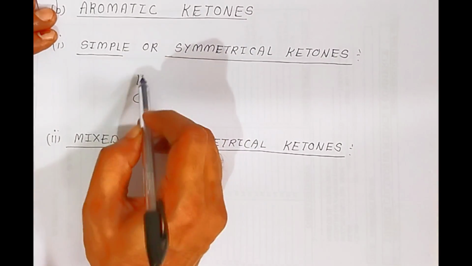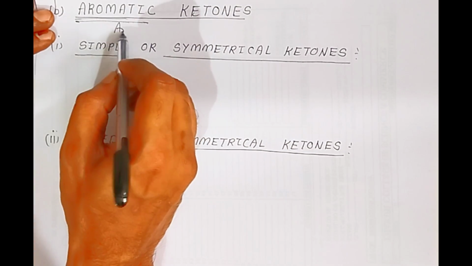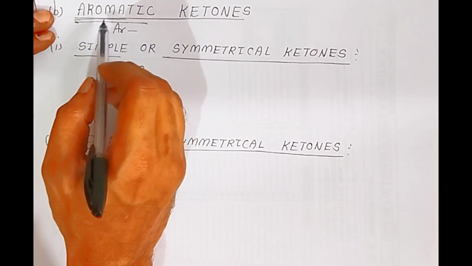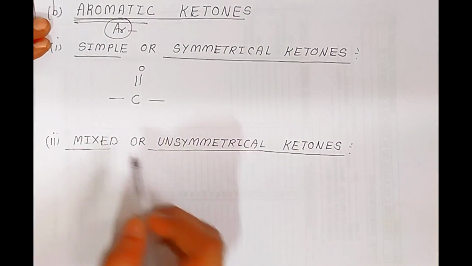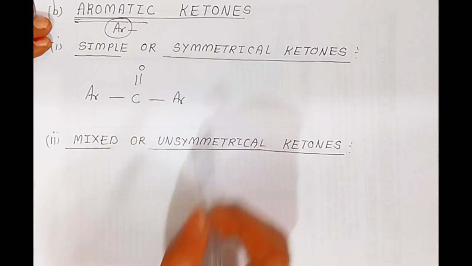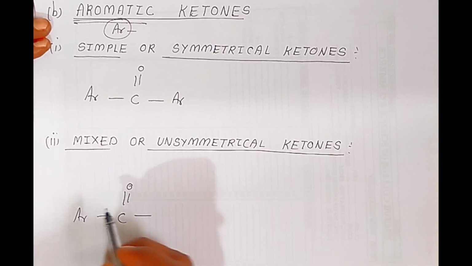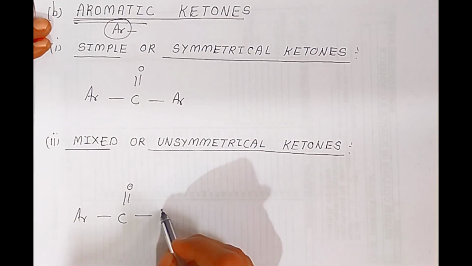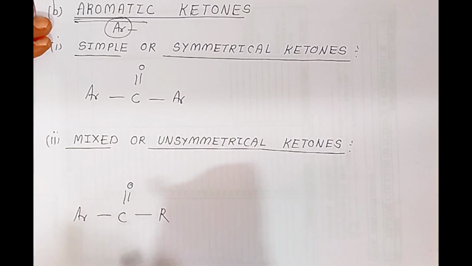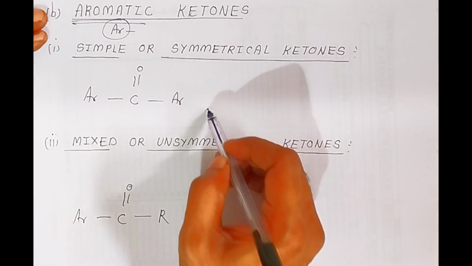Aromatic ketones also, students. First understand these two valencies, because here we show Ar for the aromatic ring. Here there should be aromatic groups. If both valencies are occupied by aromatic groups, we call it a simple aromatic ketone. If one valency is aromatic and the other aliphatic, it is an unsymmetrical aromatic ketone. You can see the examples, students.